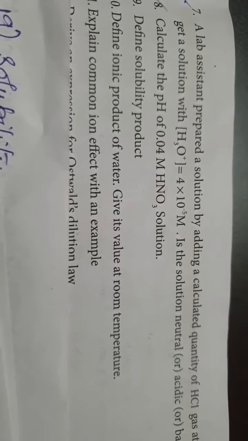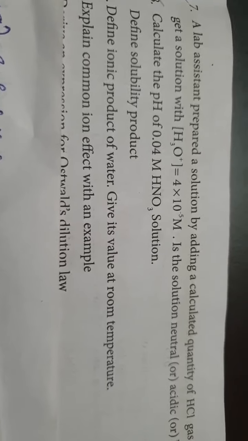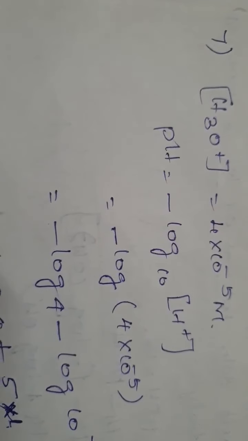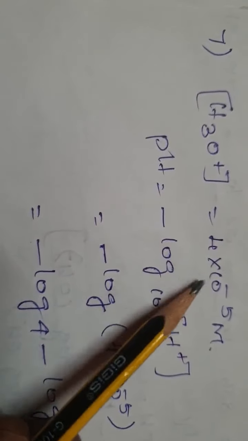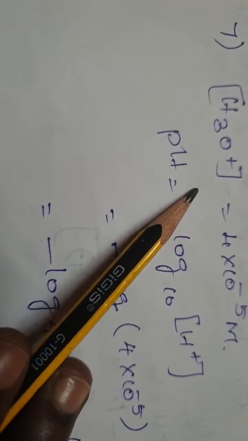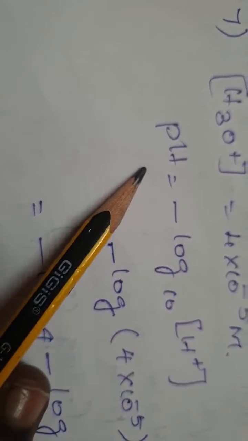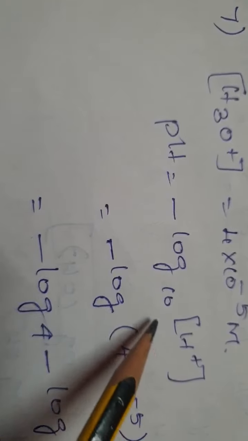So first you have to calculate the pH value and identify whether the solution is acidic, basic or neutral. What is the given value? Hydronium ion concentration is given in the problem, 4 × 10^-5 M. Instead of H3O+, we can replace that by H+. Both are equal. So the pH formula, which you already know: pH is equal to negative log of H+ concentration to the base 10.